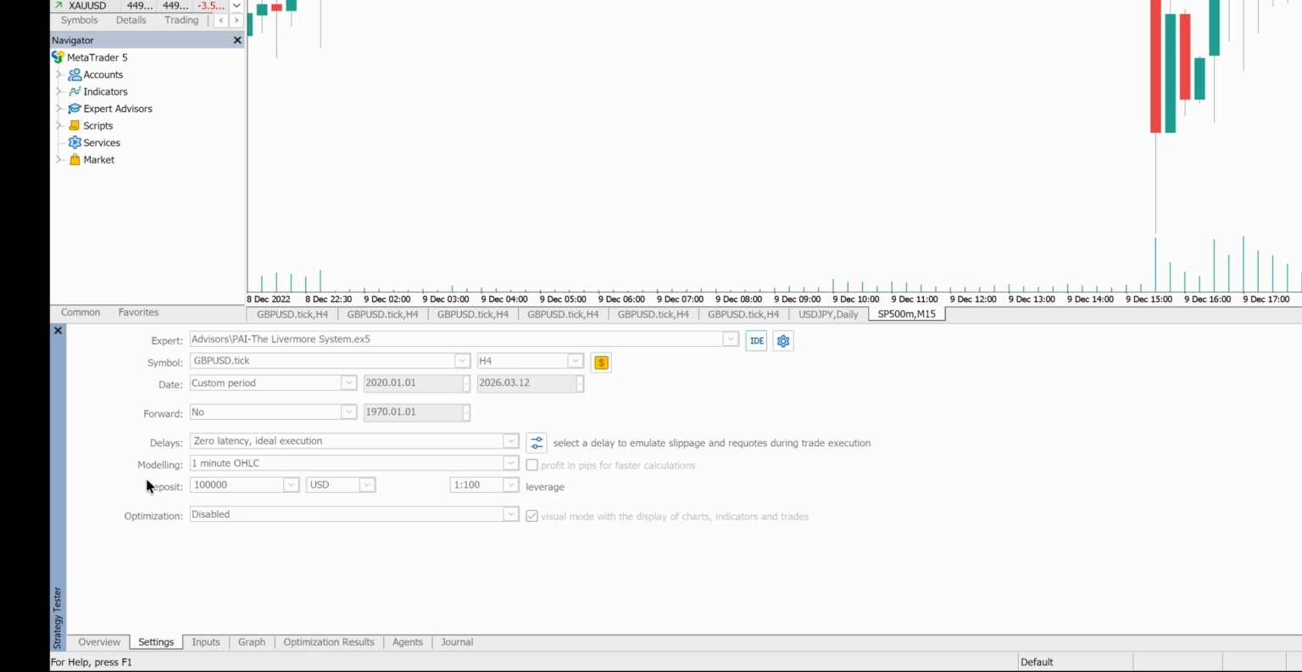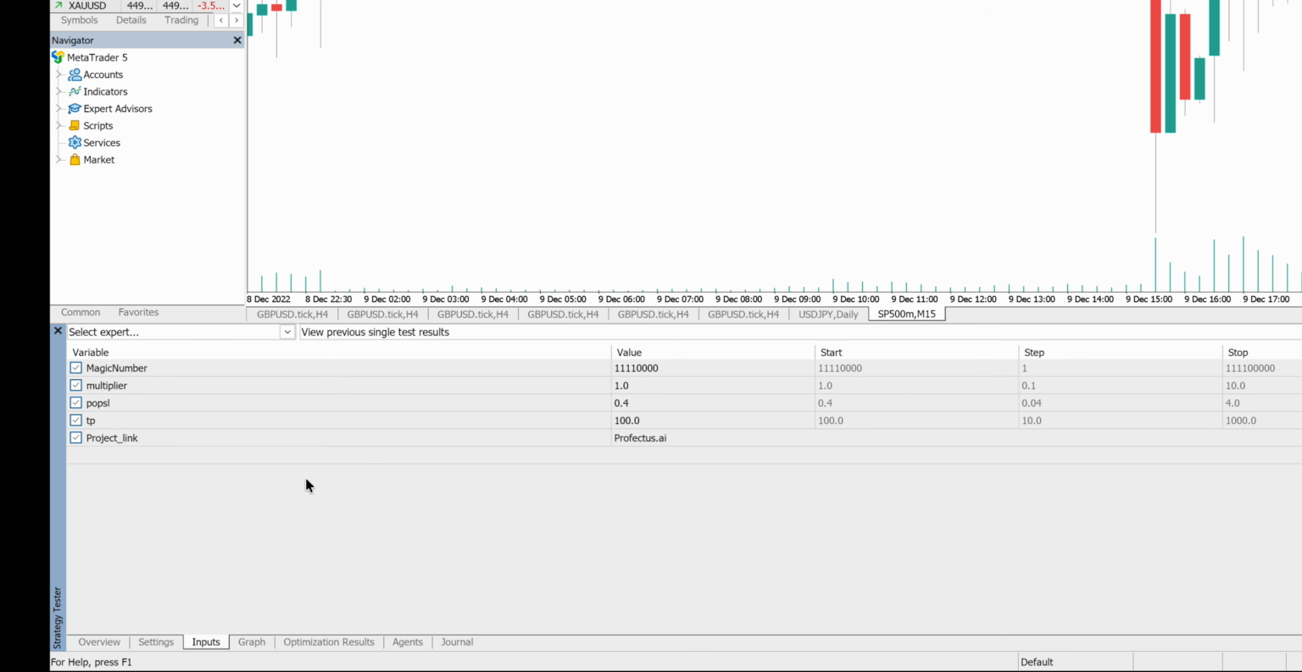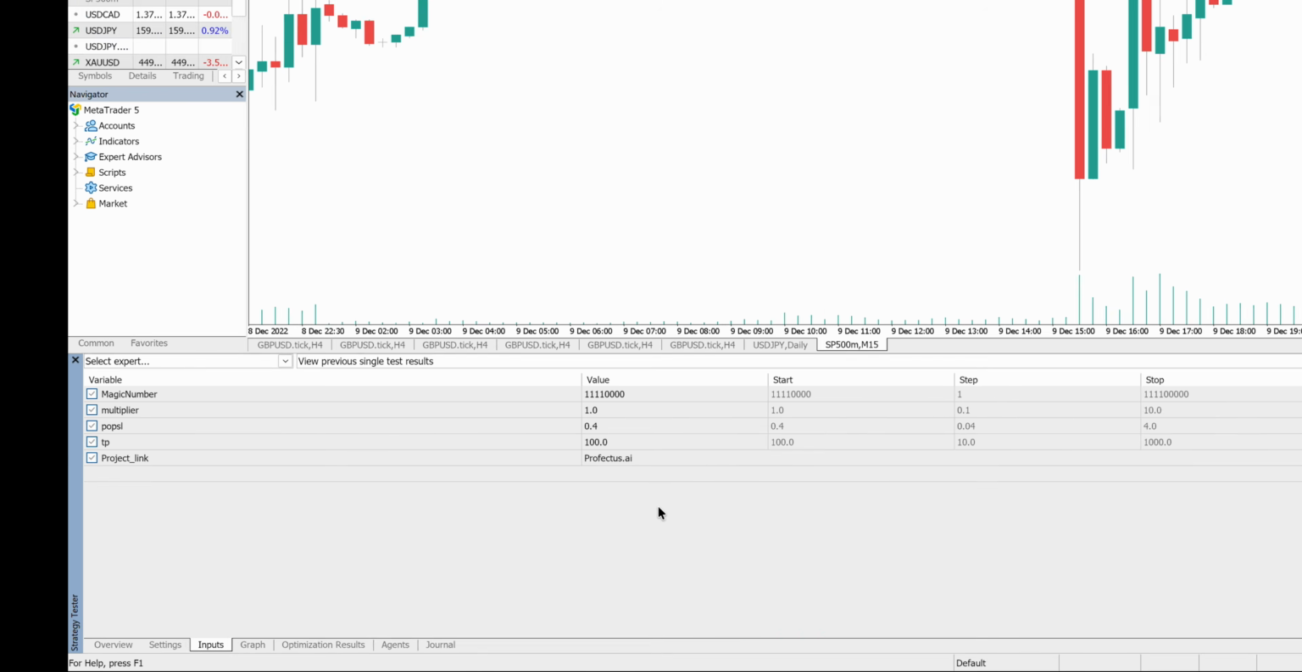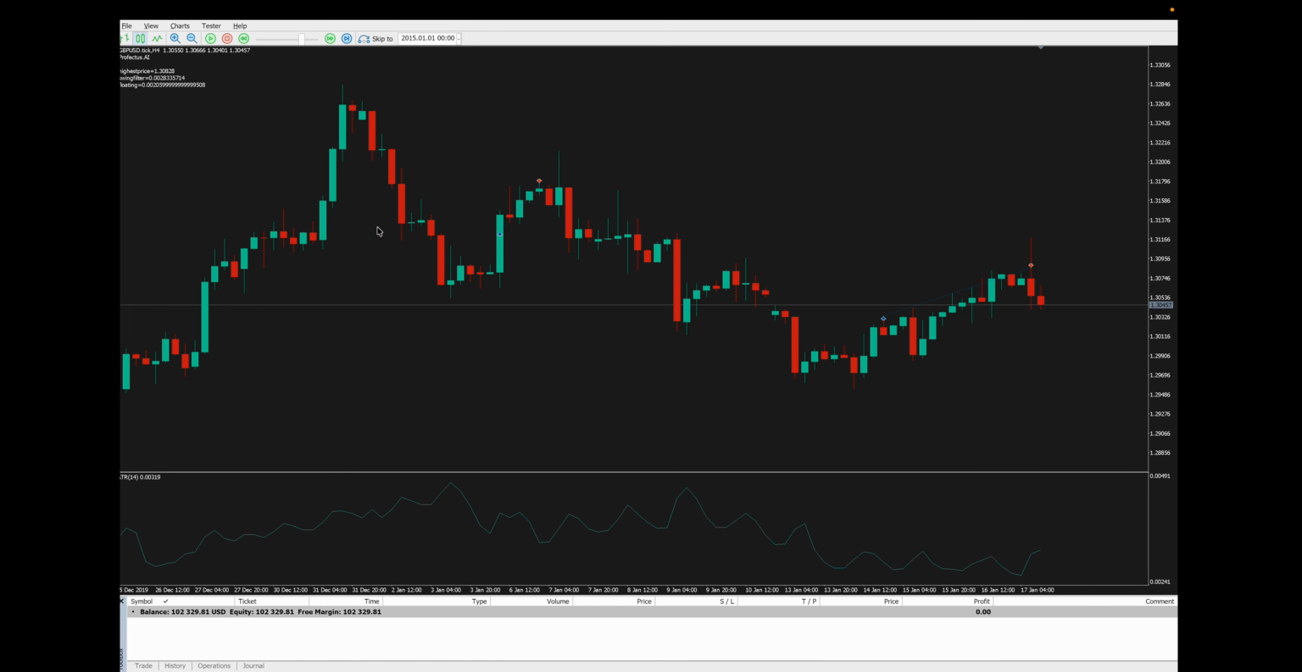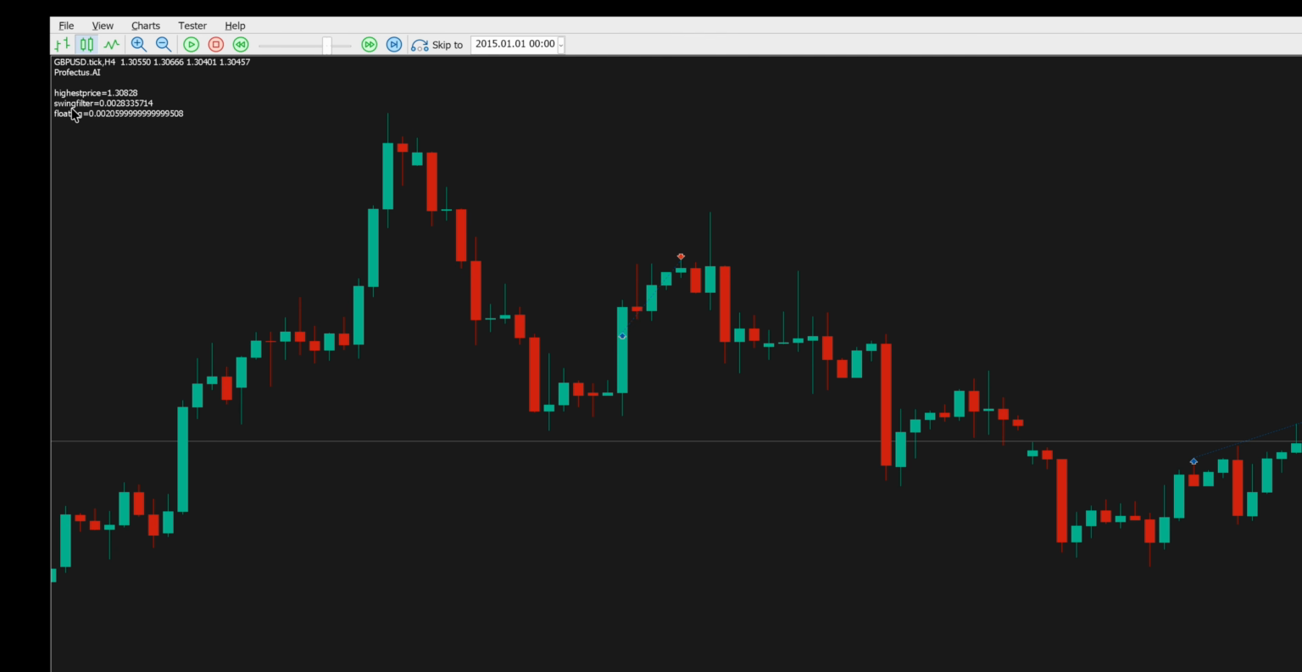Currently, this data, it's better to use tick data, but for now this is fine. We are just looking at the trading plan and it being automated. And then here you have settings called inputs, okay? Inputs you find here. You can see the same inputs right here in Profectus AI, and the variables, those are hidden. But if you use this show on chart in MetaTrader enabled, which I already did for you, the variables are shown here: highest price, swing filter, and floating. Really nice to have because you can see what the algorithm is thinking.